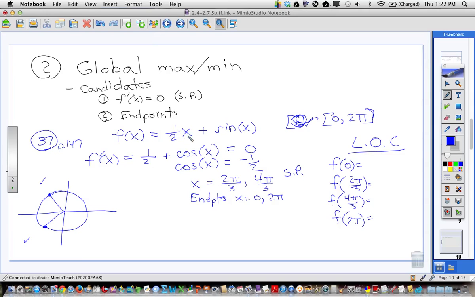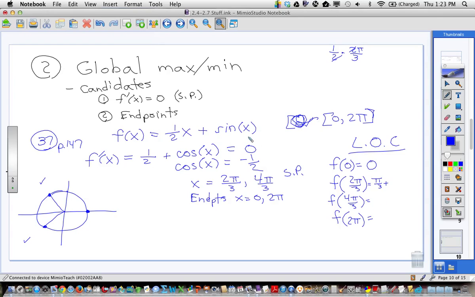All right, so we put a 0 in here. 1/2 times 0 is 0. What's sine of 0? Sine of 0 would be the y value right there. So 0, right? Now we're going to put in 2 pi thirds. 1/2 times 2 pi thirds. What's 1/2 times 2 pi thirds? 2's cancel. Pi thirds. Just write it down for now. We'll deal with it here in a minute.